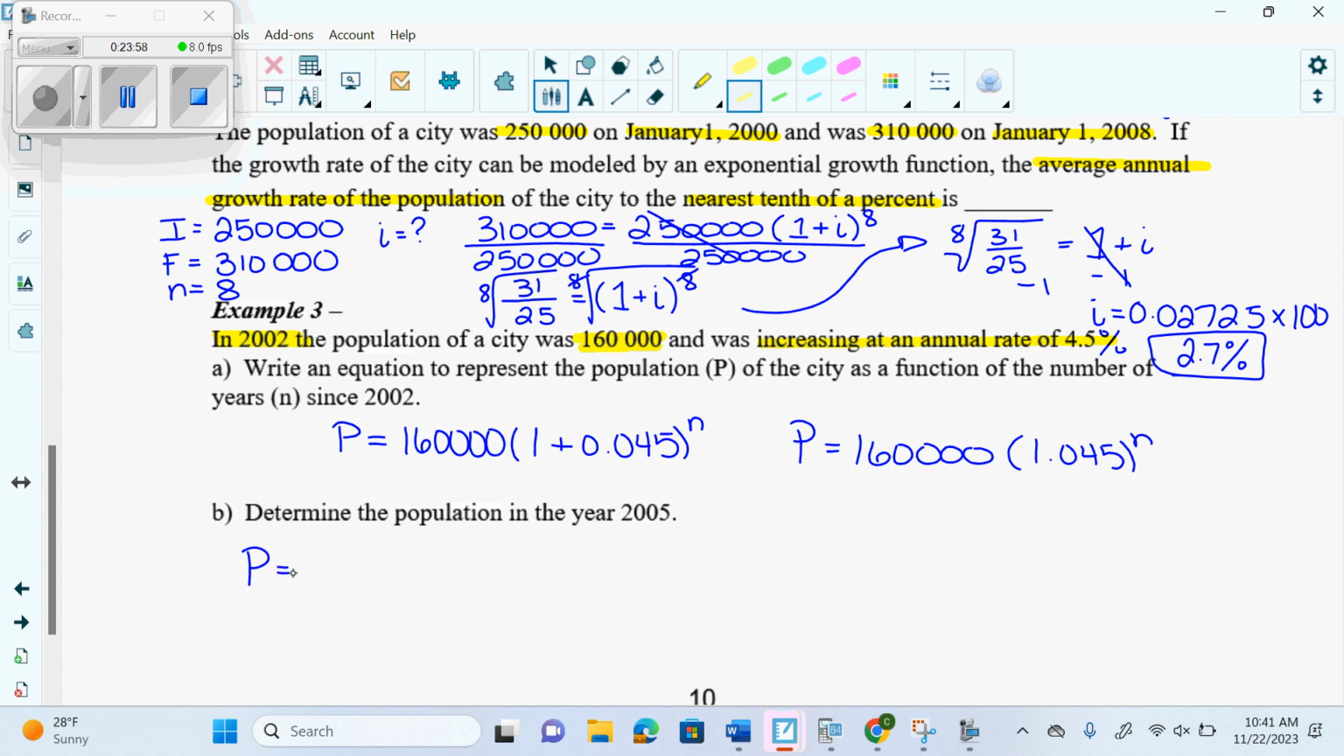Okay, then it wants the population in 2005. So how many years later is that? Don't all answer at once. 3. So we go 1.045 to the 3 times 160,000.